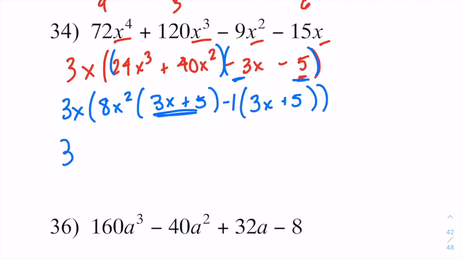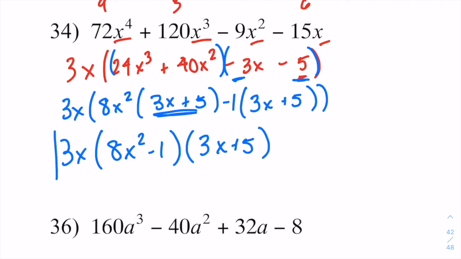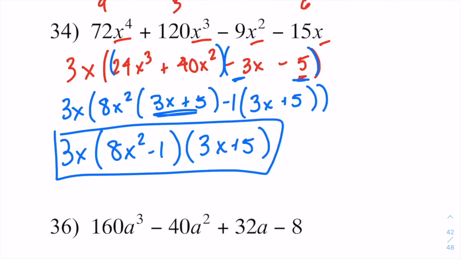So then the 3x comes down again. We have 8x squared minus 1 and 3x plus 5. And that is the completely factored form of our original polynomial.